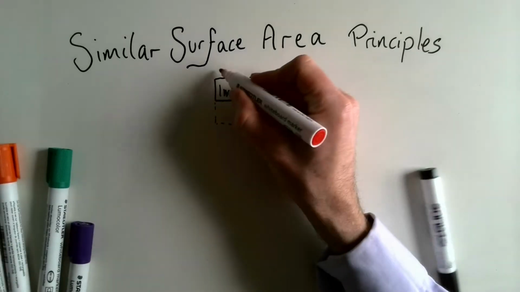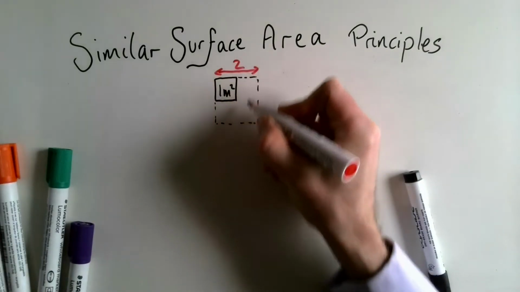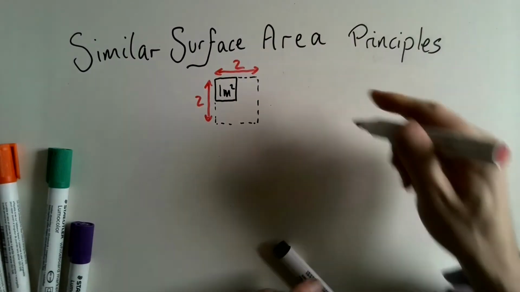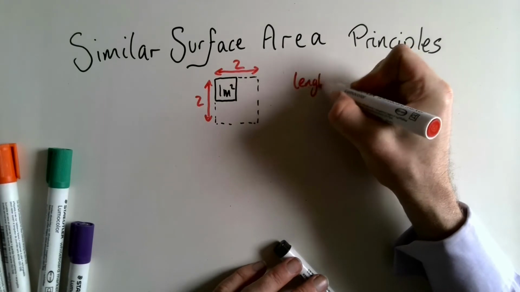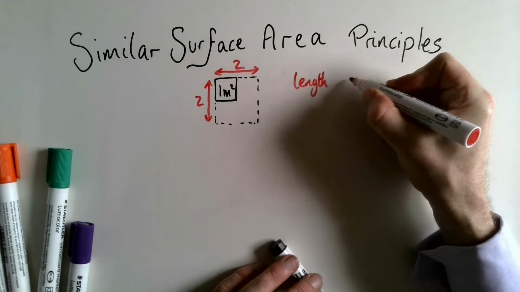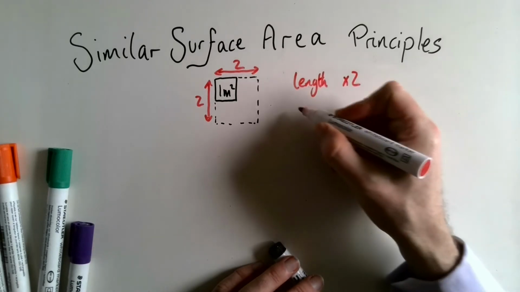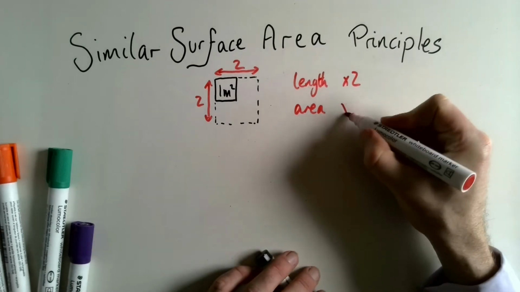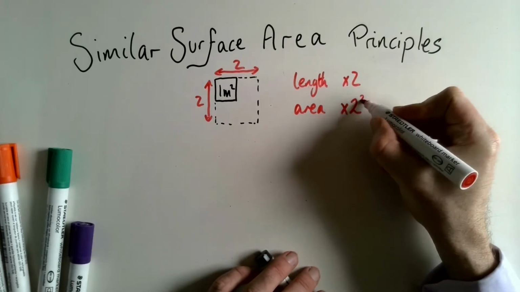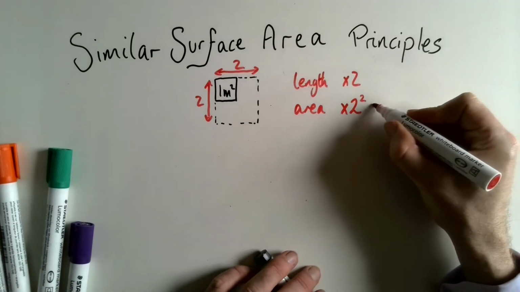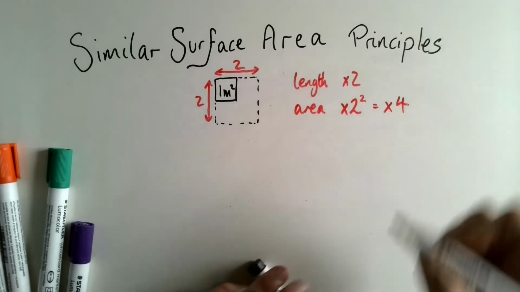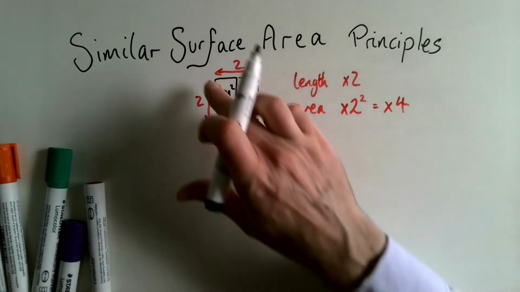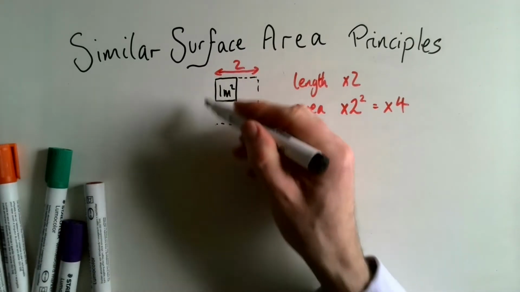I'm hoping you can see that we've doubled the lengths in both directions. So the lengths is times 2. The area is times 4, but I'm not going to write times 4 straight away. I'm going to write times 2 squared is times 4.